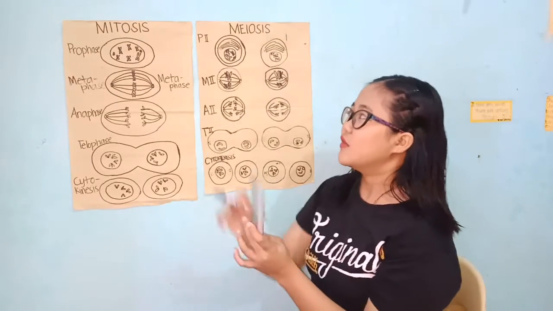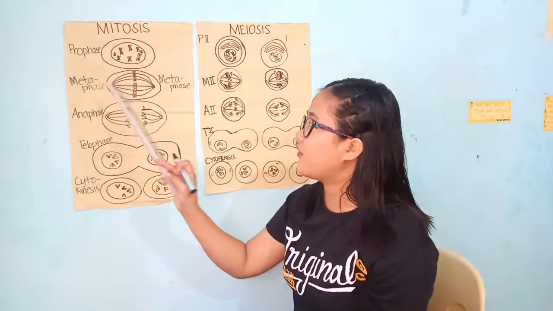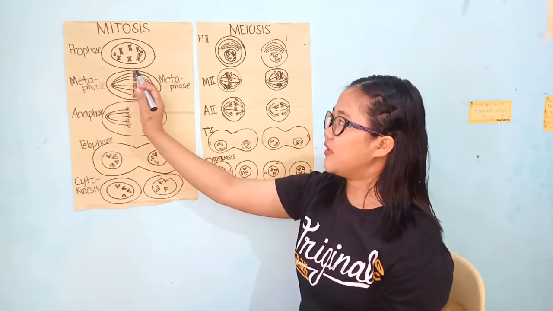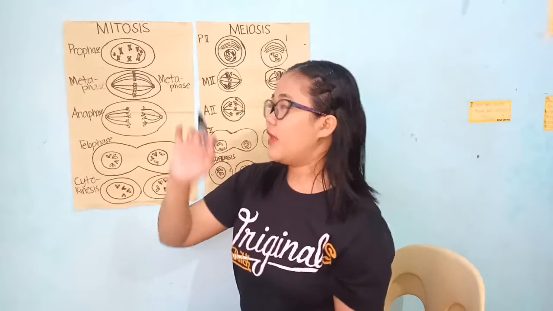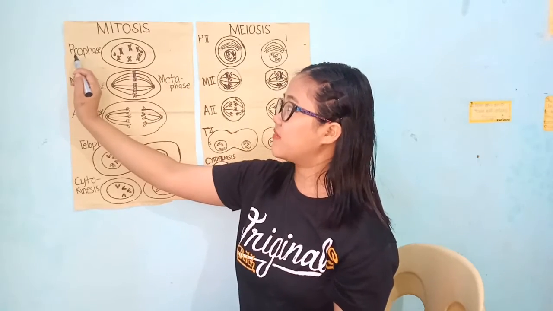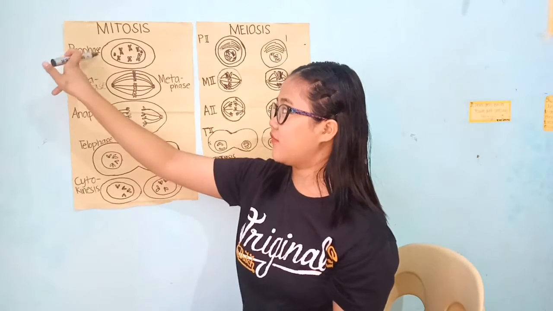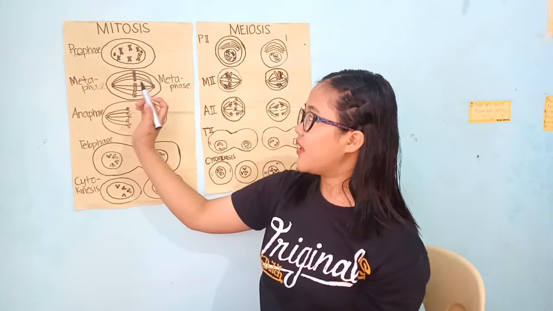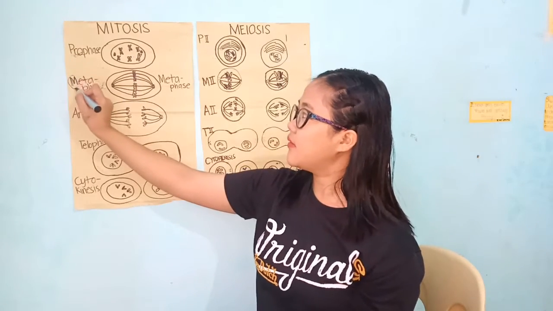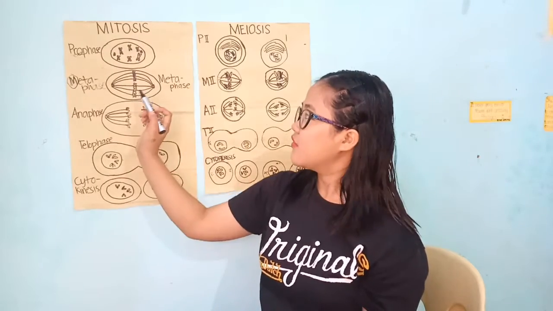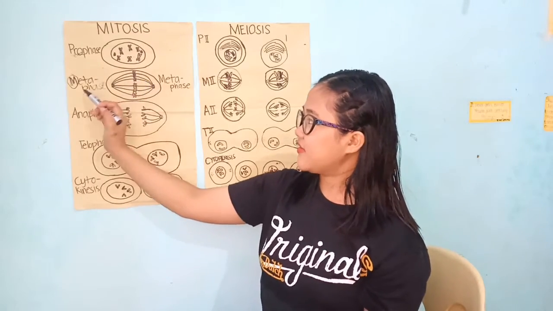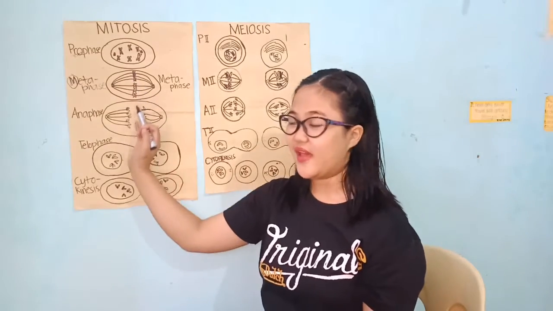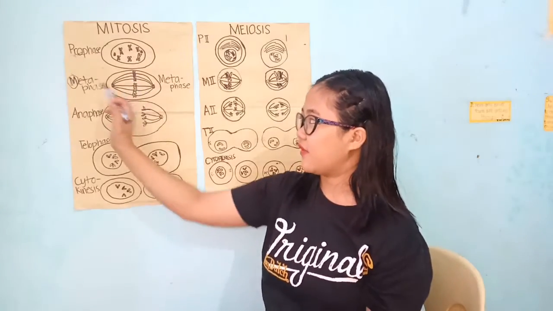They're in pairs. So in mitosis, in metaphase, the chromosomes are lining up. So I'll go back. Pro means before. So it's the first, before. In metaphase, just remember M for the middle. In this phase, the chromosomes are in line in the middle. They are in line in the middle, and middle is metaphase.